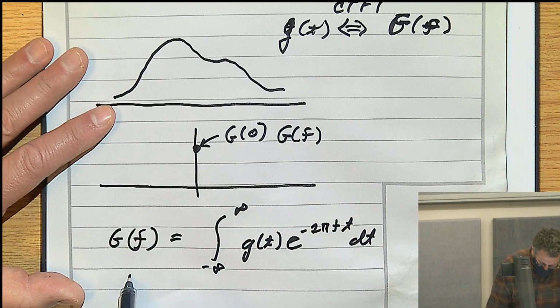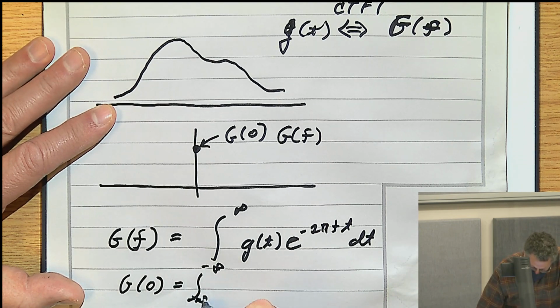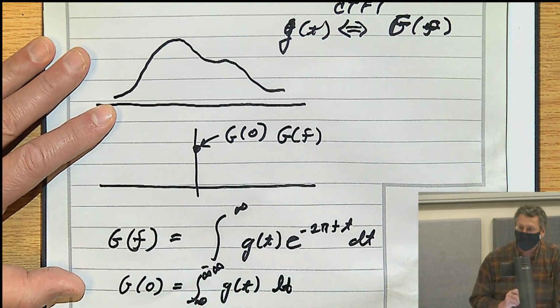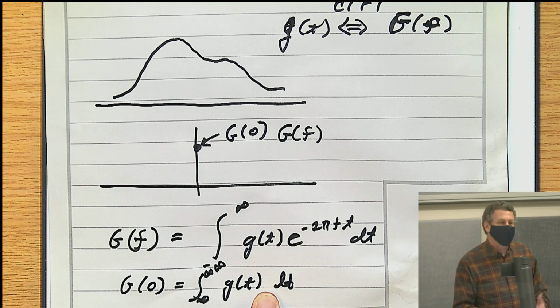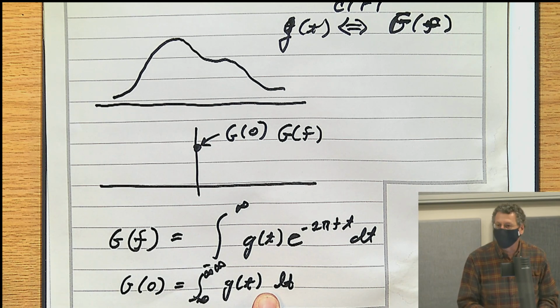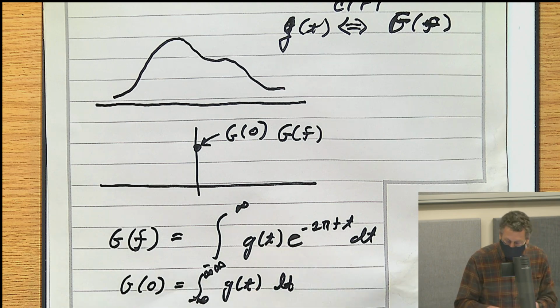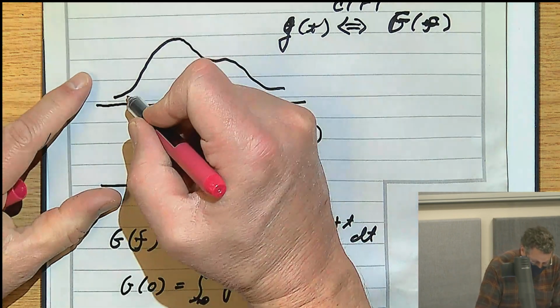So g of 0 is equal to what? It's equal to the integral from minus infinity to infinity of g of t dt, correct? And what's that intuitively? Tell me in words what that is. It's the area under the curve, right? Does everybody know that? That's obviously the area under the curve.